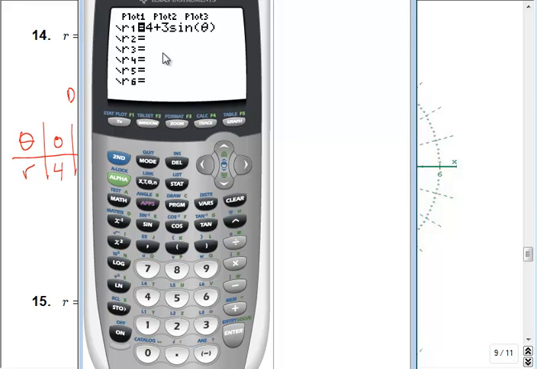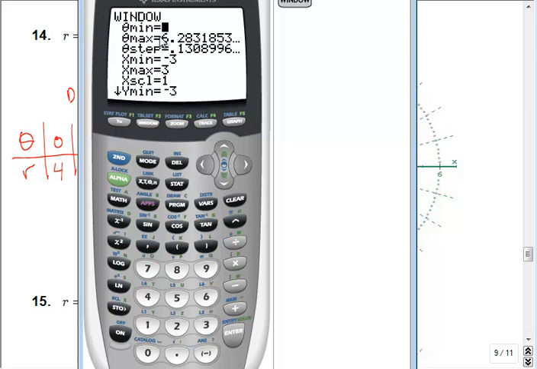Now, just to kind of show you how we can do this on our graphing calculator, let's type that equation into our r equals, so 4 plus 3 sine theta. I'm going to check my window here, and we've got the theta going from 0 to 2 pi, so you can just leave these theta settings alone. And then I changed my x's to go from -3 to 3. I have that in my calculator right now.